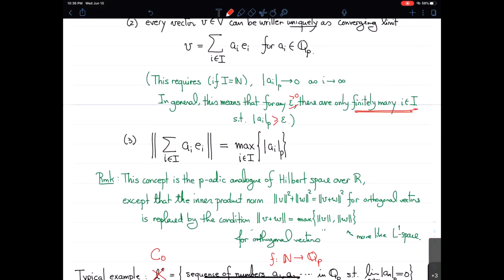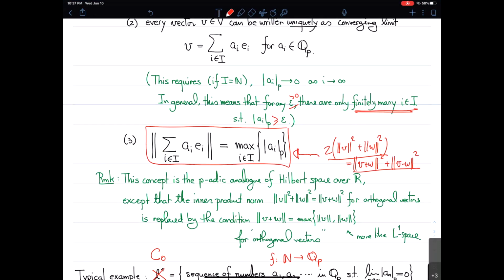So what is this? Hopefully I don't get it wrong, it'll be very embarrassing. So this is, if you have a Hilbert space, this is the inequality you have. Is that right? That's correct. That kind of thing doesn't happen in the p-adic world. So basically this is kind of replaced by this condition in some sense.